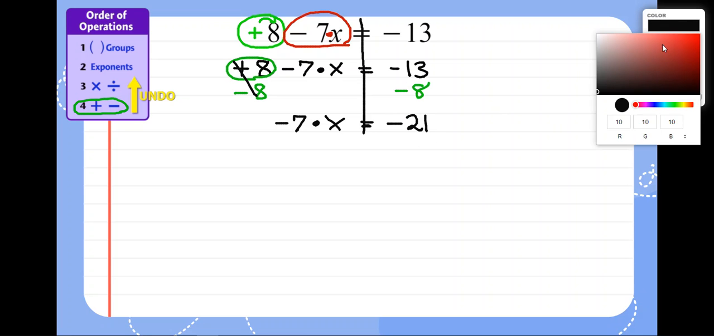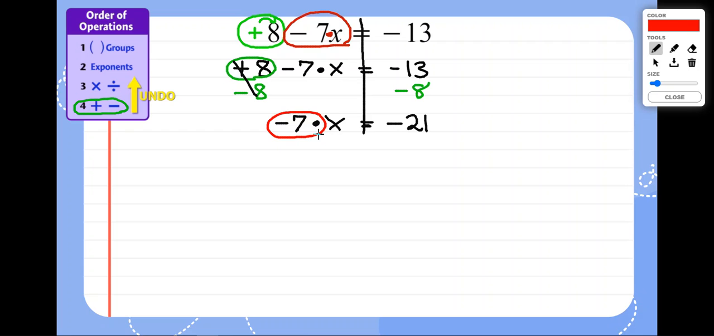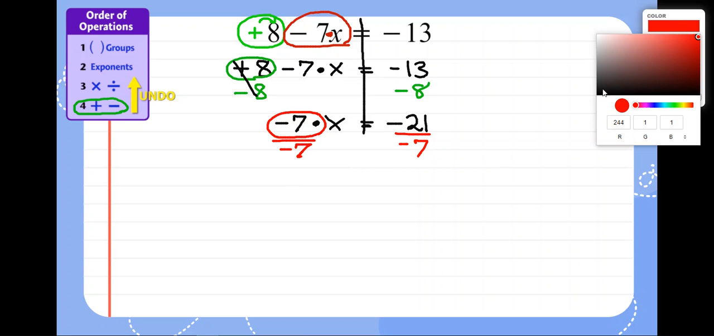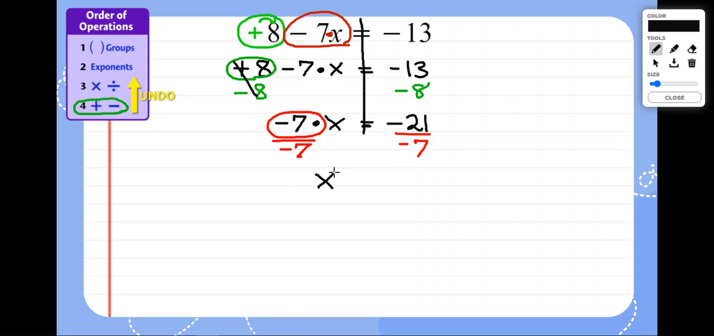Okay. Our next step is to get rid of this times negative 7. To get rid of multiplication, we need to divide. So we'll divide by negative 7 to get rid of the times, or multiplying by negative 7. That cancels out, and now we have x is equal to negative divided by a negative is positive, so positive 3.